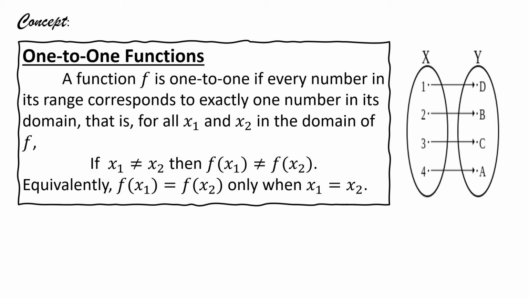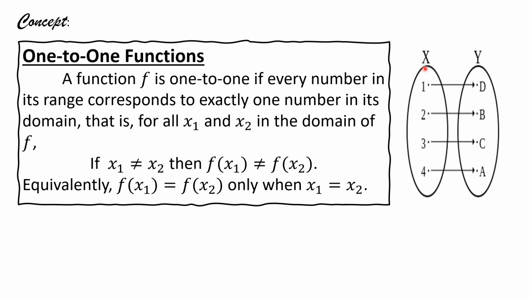Okay, so let's have here the concept of one-to-one functions. A function f is one-to-one if every number in its range corresponds to exactly one number in its domain, and that is for all x sub 1 and x sub 2 in the domain of f. If x sub 1 is not equal to x sub 2, then f of x sub 1 is not equal to f of x sub 2. Equivalently, f of x sub 1 equals f of x sub 2 only when x sub 1 is equal to x sub 2.